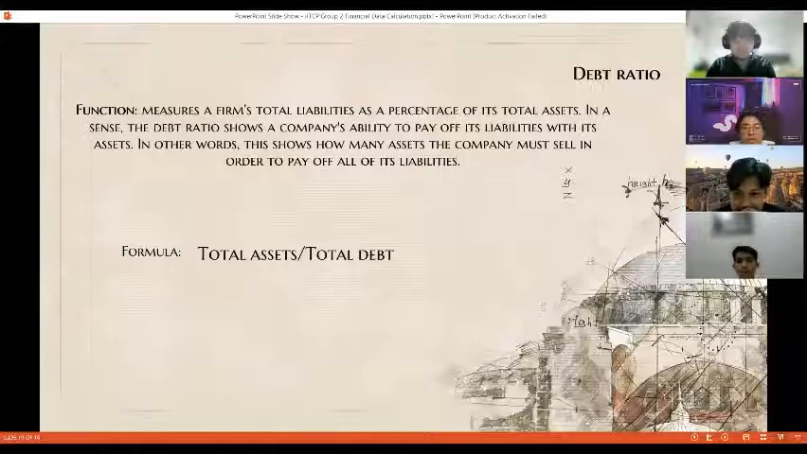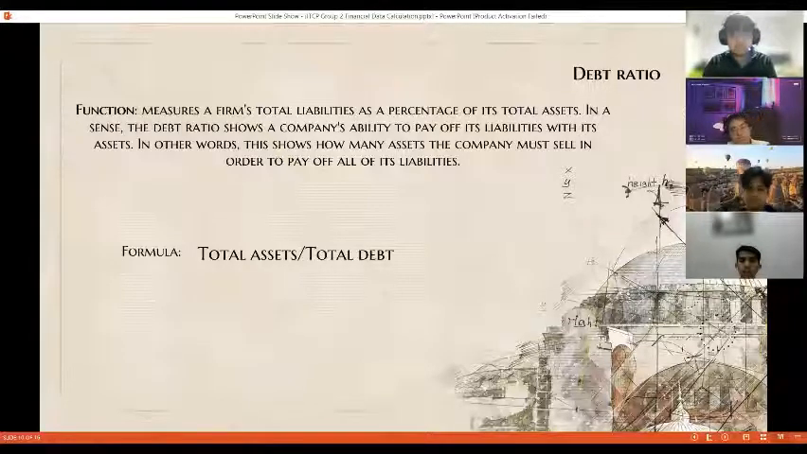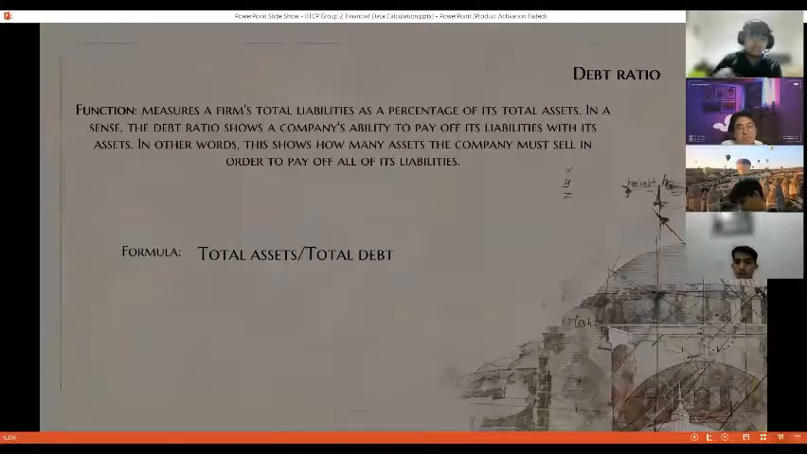The next formula is debt ratio. The function of debt ratio is to measure a firm's total liability as a percentage of its total assets. In a sense, the debt ratio shows a company's ability to pay off its liability with its assets. In other words, this shows how many assets the company must sell in order to pay off all its liabilities. The formula of debt ratio is total assets divided by total debt.